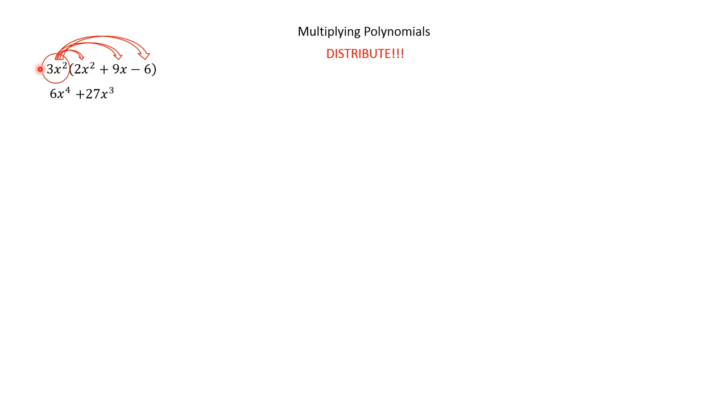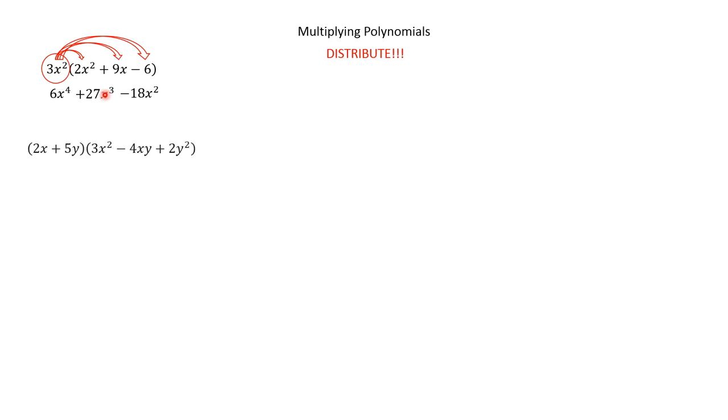And then minus 3 times 6 is 18. And then the x squared goes along for the ride. So we have 6x to the fourth plus 27x cubed minus 18x squared. And that's the answer. That's all we have to do there.